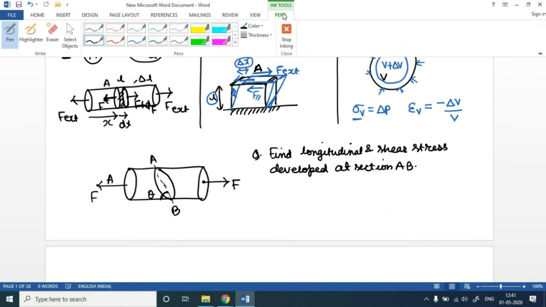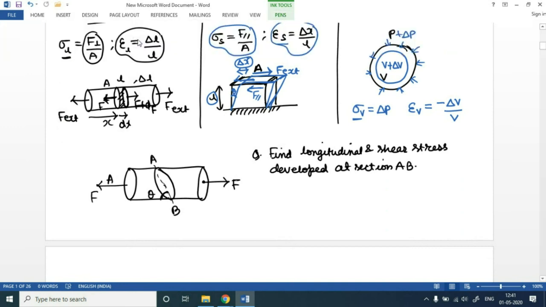So first of all, we know that longitudinal stress is defined as perpendicular force upon area, and shear stress is defined as parallel force upon area. Since we are looking at the section AB, first we need to find out the area of section AB. Let's say that is A dash. So A dash, clearly you can see, is nothing but A upon sine theta over here.